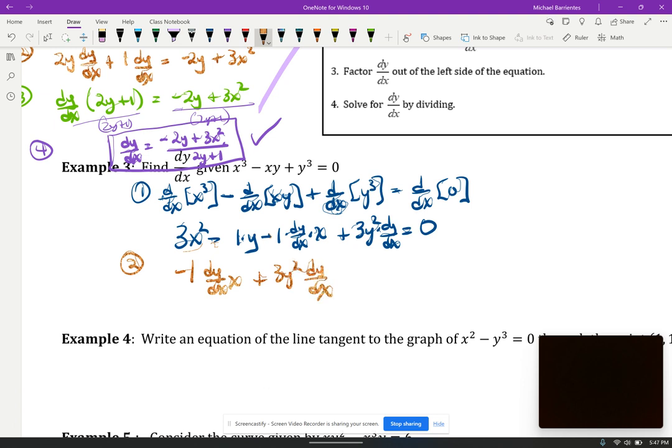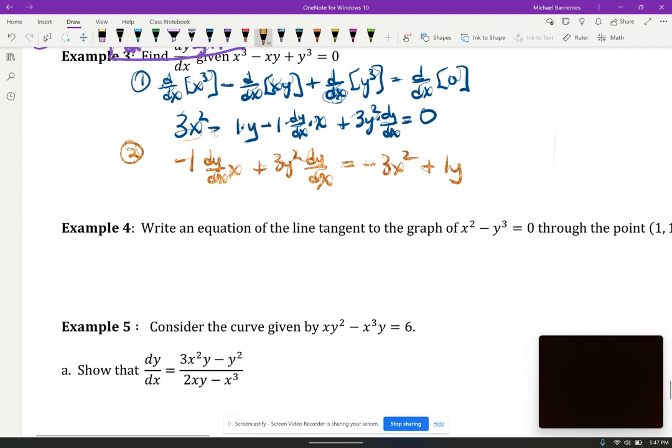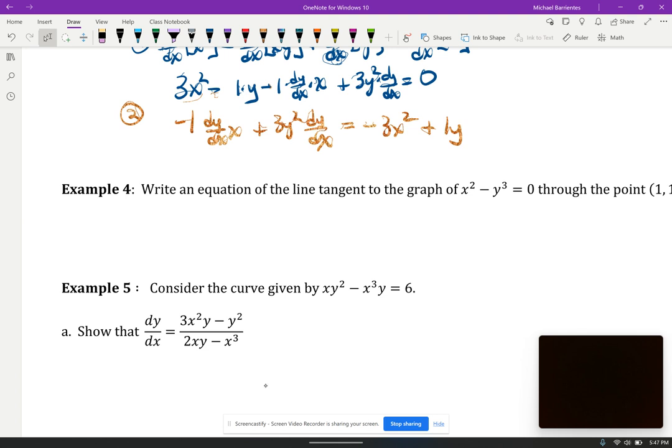But everything else, I'm going to have to move to the other side. So I'm going to move this 3x squared to the other side by subtraction, and I'm going to move this minus 1y to the other side by addition, and I'm left with this. I have now separated my terms into left side with dy dx, right side without dy dx. All right, let's go to step number three. Step number three says factor out a dy dx. Well, the only terms that are left on the left side have a dy dx, so I can do that.